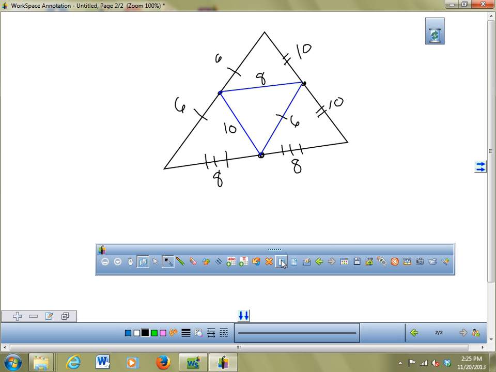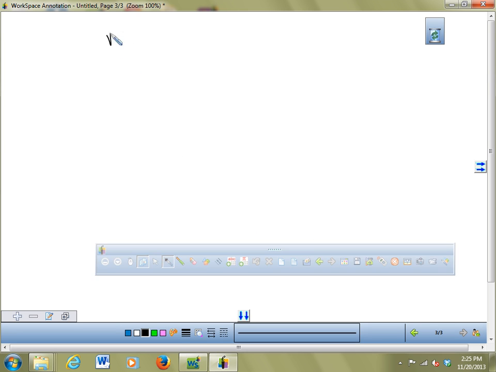Okay, the next thing has to deal with the mid-segments. Mid-segment of a trapezoid.